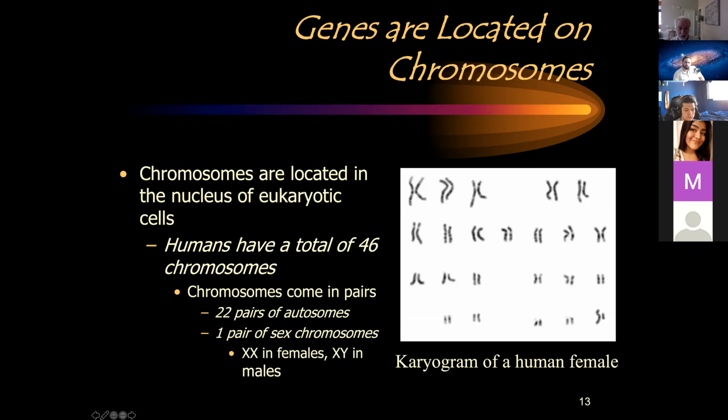Genes are located on chromosomes, and this is called a karyogram of a human female. Humans have 22 pairs of what are called autosomes, body chromosomes, and one pair of sex chromosomes, XX in female, XY in male. We'll talk more about karyograms and what they can tell us in a subsequent lecture. But this karyogram is just a picture of chromosomes.